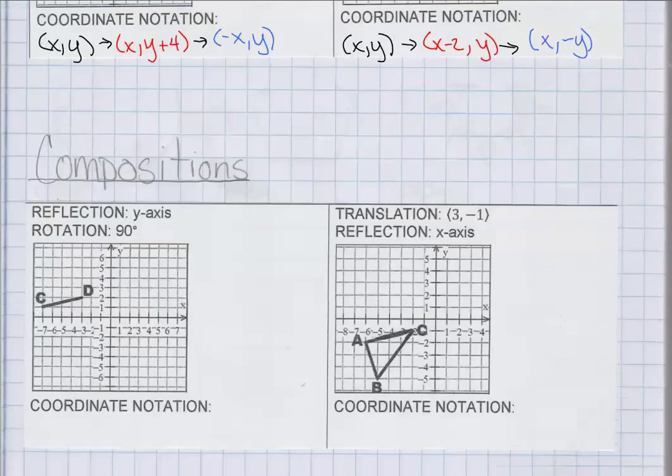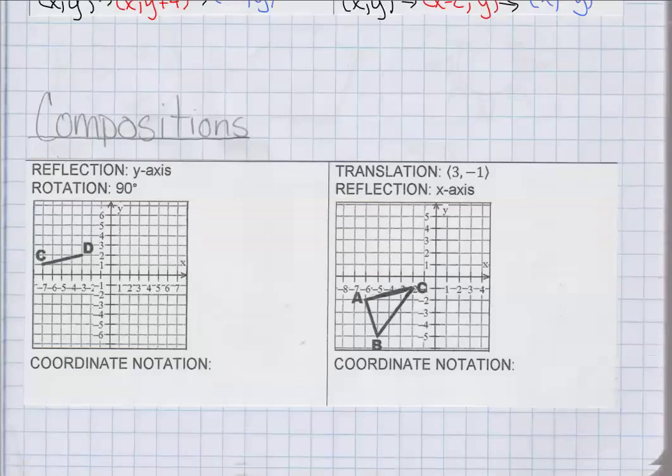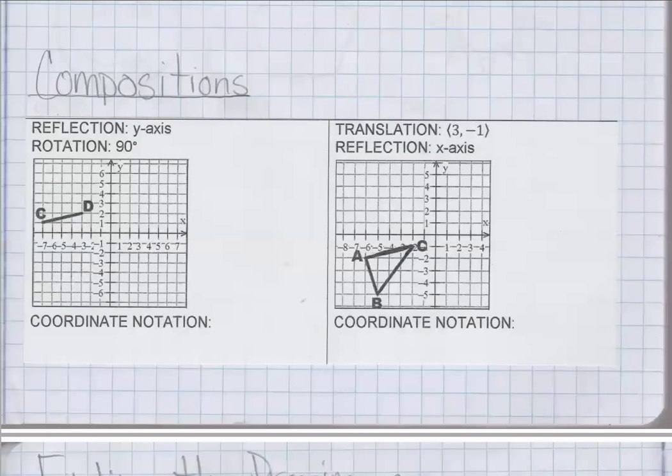These next ones are not considered reflections, they're just compositions, so it doesn't really matter. They're just more than one transformation on a graph. They don't have to be parallel or anything like that. You still have to do them in order. So we have to do our y-axis reflection first for this one.